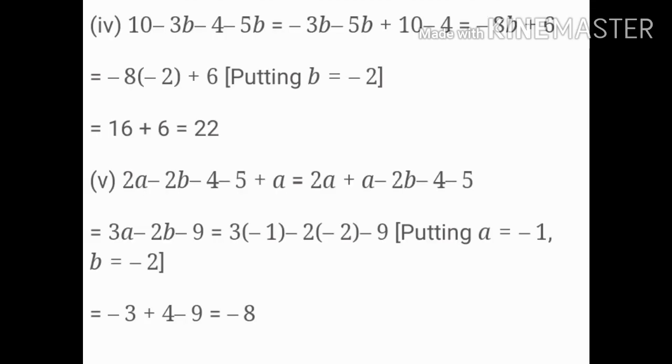Fourth and fifth part, 10 minus 3b minus 4 minus 5b. We are going to simplify the term. We will get minus 8b minus 6. So here we are going to replace b by minus 2. Minus 8 into minus 2 plus 6. So 16 plus 6 is equal to 22. Similarly, the fifth part has been solved. You can have a look, try to understand it and do it.